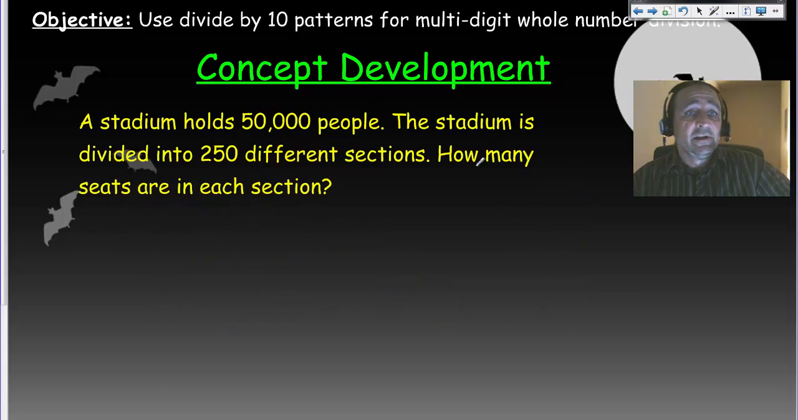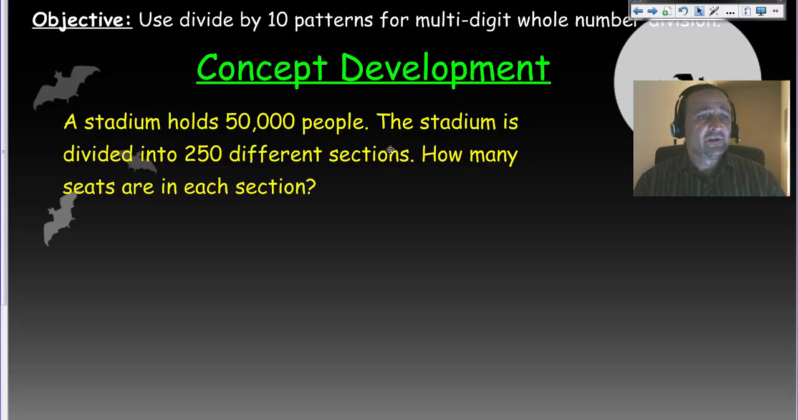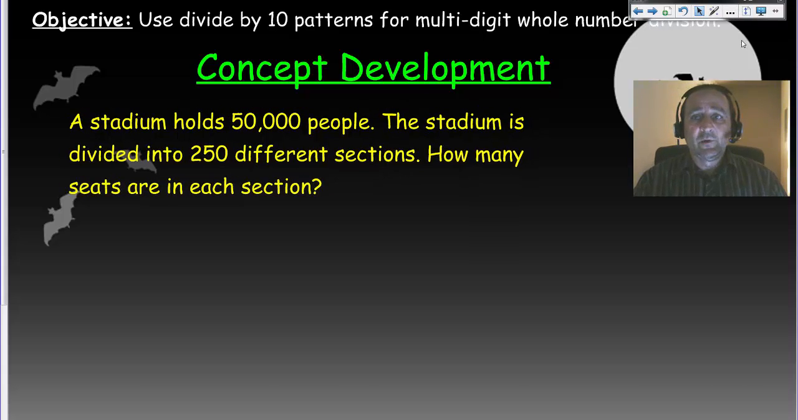Next is our word problem. Since you will have these types of problems in class on Monday, it will be a good thing that you know how to do these. So here, let's take a look at what we have.